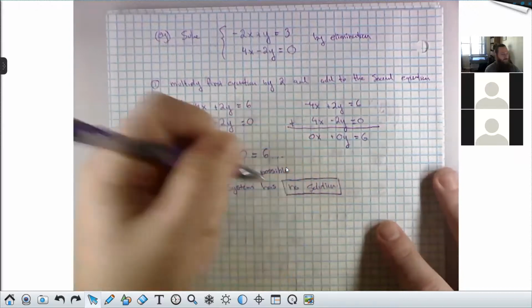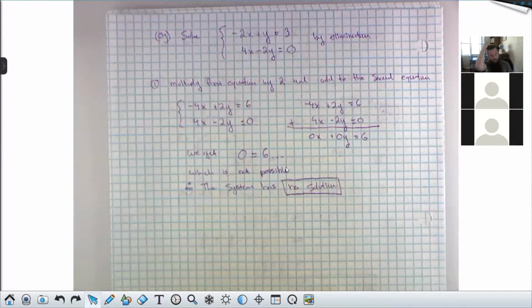Elimination picks this up right away. Substitution, you would have to go through the whole thing, and only at the end would you discover that there's no solution. It would still boil down to something like this. But you'd have to solve for one of the variables, plug into the other one, simplify, all that, and then get your 0 equals 6.